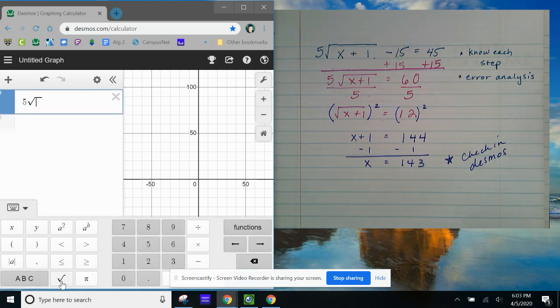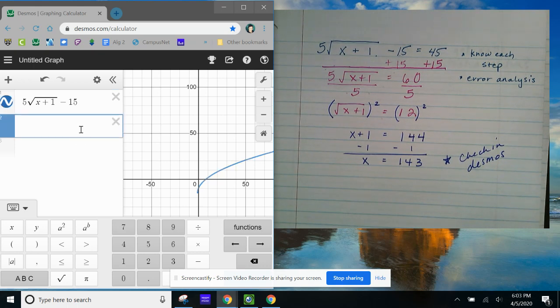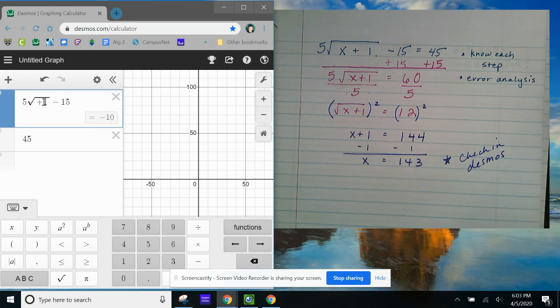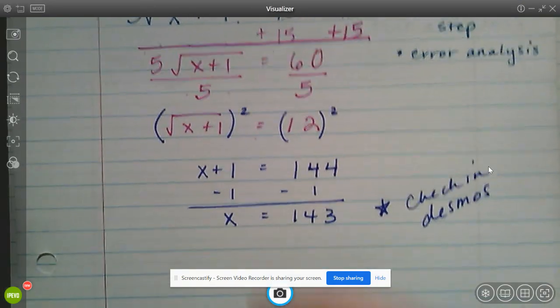So here's what the original problem looked like. x plus 1, make sure you get out of that radical sign, minus 15. And then on this side, we know it has to equal 45. But we want this line and this line to equal each other. Well, this is already 45, so you know that. This one, instead of this x, I'm going to sub in 143. And you notice it gave me the right answer. So 45 equals 45. That means that 143 is a solution.